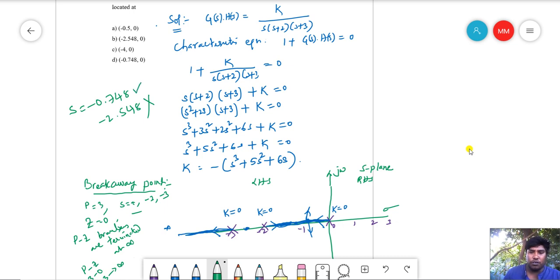So this is the right value. Somewhere here, minus 0.748 is the breakaway point. Okay, from this the root loci will break and move. So D is the correct answer, minus 0.748 and 0 j omega value. Okay, thank you.